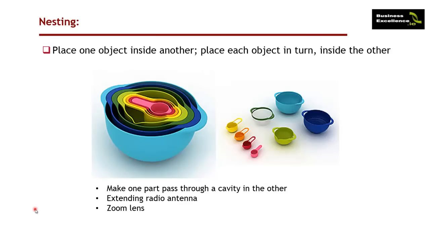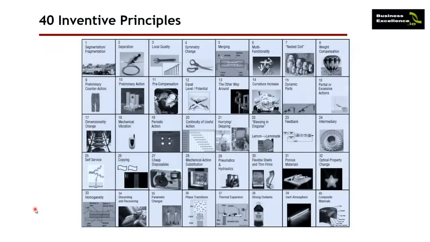Tupperware is another example, as we can see in the diagram, where we utilize the idea of storage. Also, if you look at radio antennas, zoom lenses, for example, all of these things are ideas where we utilize the concept of nesting. As identified, Altshuller identified 40 different inventive principles. Each one of these is identified here, and each one of them can be outlined in more detail later on.